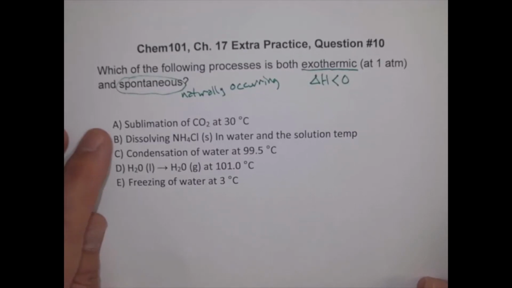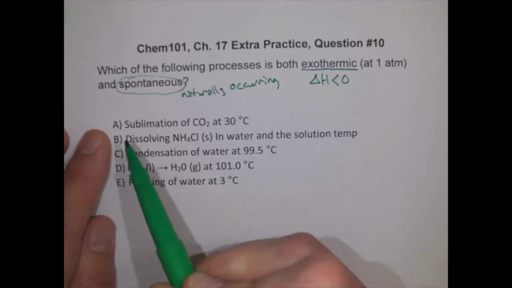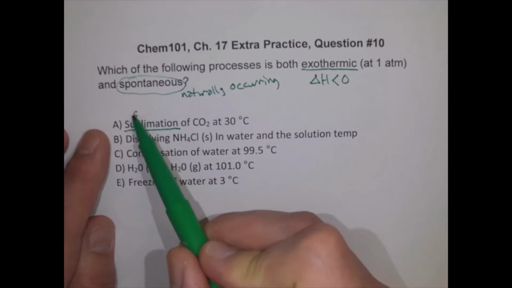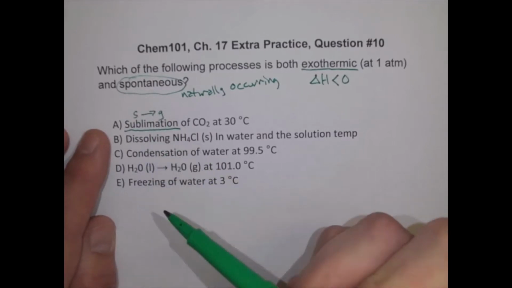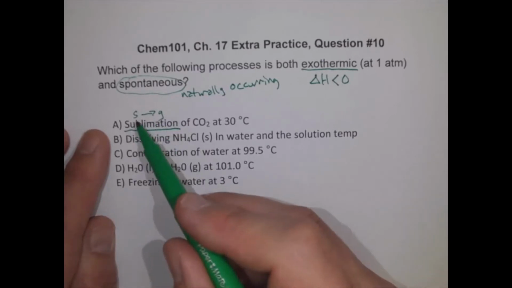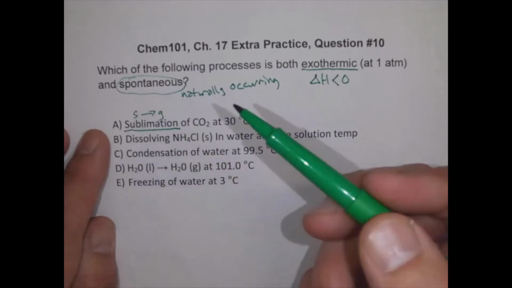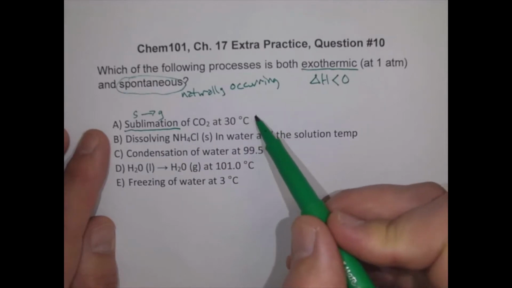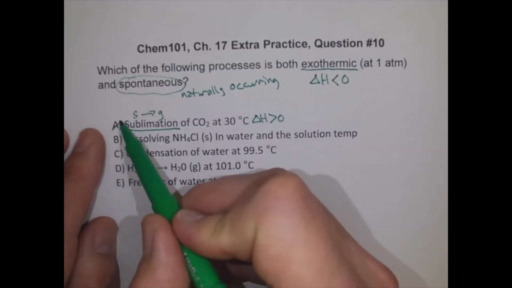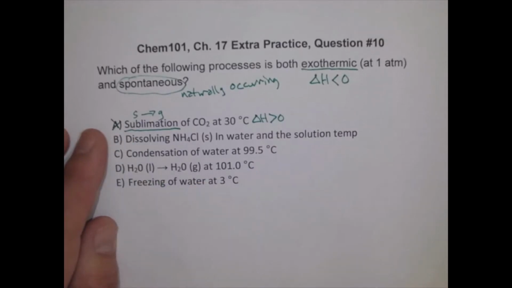So first of all, the sublimation of CO2 at 30 degrees. Now you need to remember what sublimation is. Sublimation is when we go from a solid directly to a gas. You don't go through the liquid phase. But either way, that's going to require some energy. You have to put energy into the system in order to cause that. So that means it's an endothermic process. The delta H is greater than zero, so I can eliminate that as a possibility.